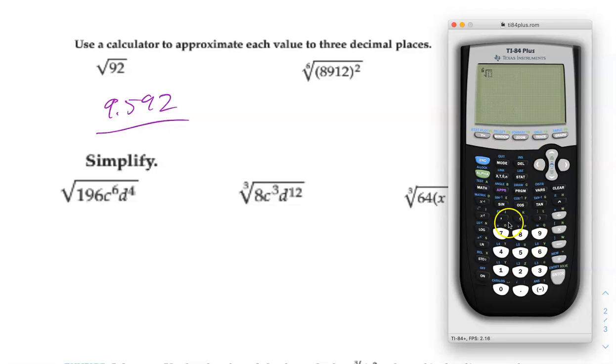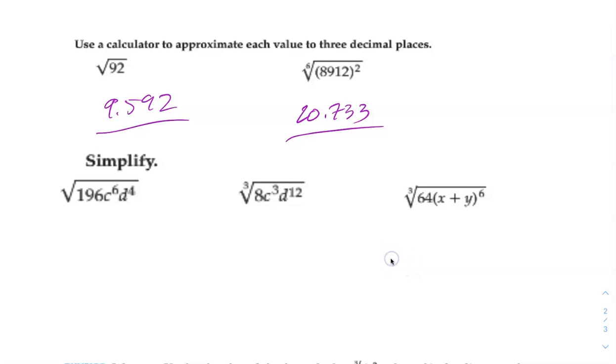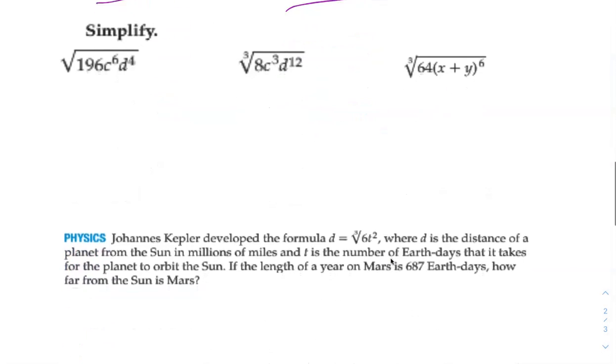Now it's up there. Here, I still have to watch out. I can't just put 8912. I have to put parentheses. 8912, close parentheses and square it. Now it looks like that, and I get 20.733. Round to 3 decimal places. So there you go. Next, I'm going to simplify this.